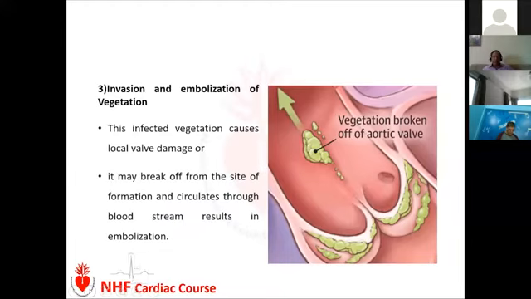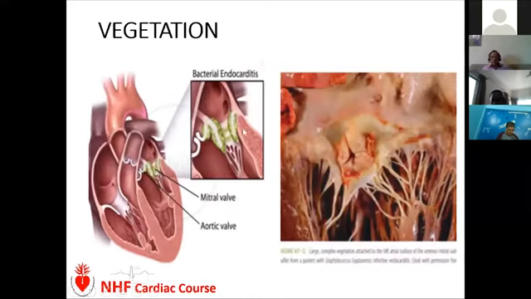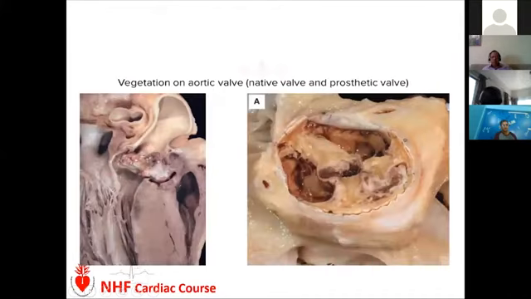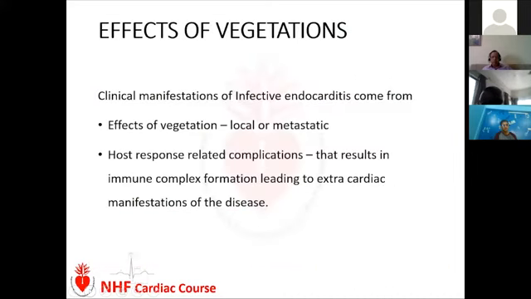After formation, this vegetation can locally damage valves, or it can break off from the site of formation and circulate in the blood to embolize in different organs of the body. Here, vegetation is seen on the atrial surface of the mitral valve leaflet and the ventricular surface of the semilunar or aortic valve leaflet, a large vegetation over the anterior mitral leaflet. There is another vegetation over the posterior mitral leaflet, and vegetation seen on native and prosthetic aortic valves.